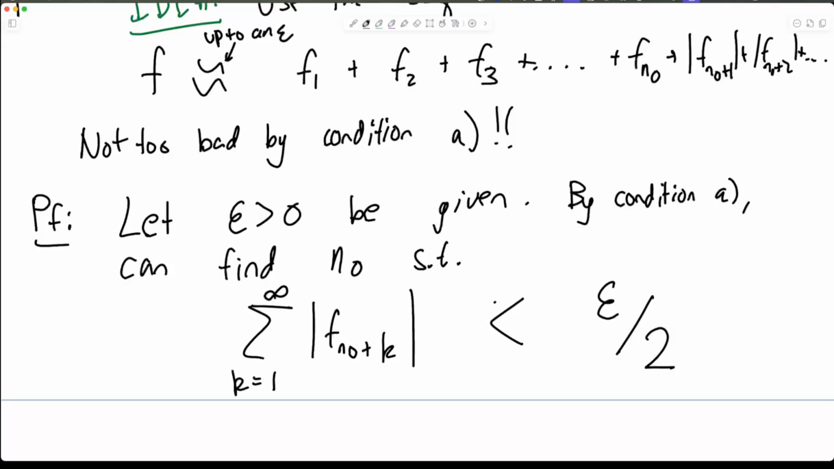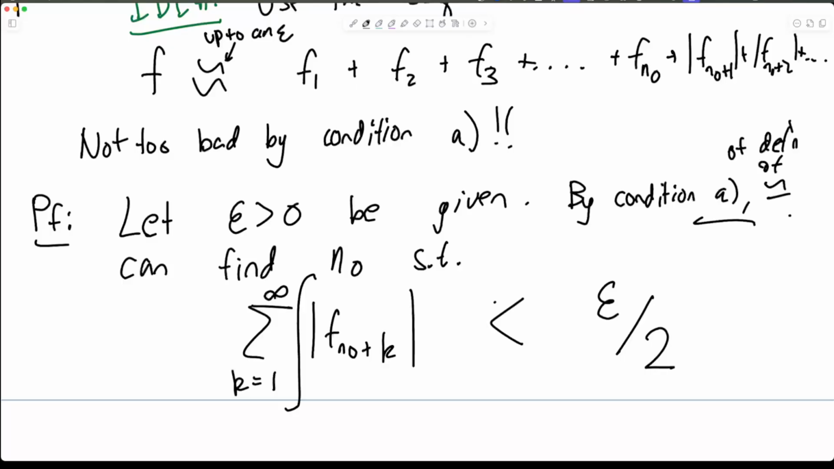Okay, this actually doesn't make sense as written, because this is a function and this is a number. What does it mean for a function to be less than a number? I actually want the integrals to be less than this. And that is really what condition A is saying: the sum of the integrals is small. The sum of the integrals is summable, so the tail gets arbitrarily close to 0. Make sure that the tail is less than epsilon over 2. Okay, so by condition A.